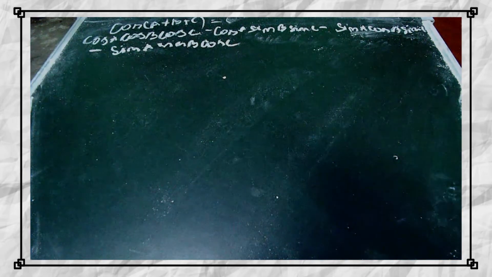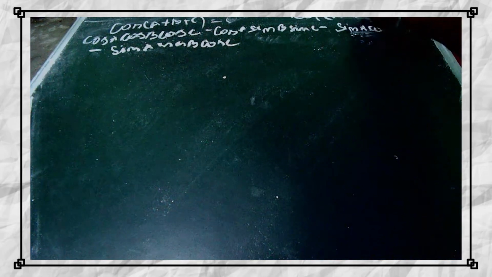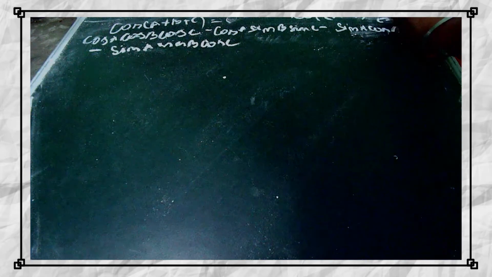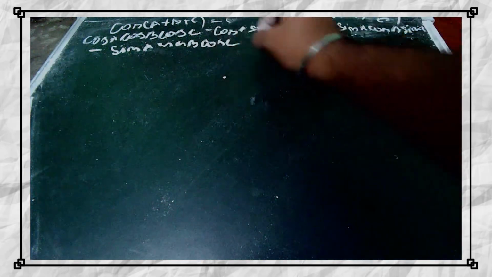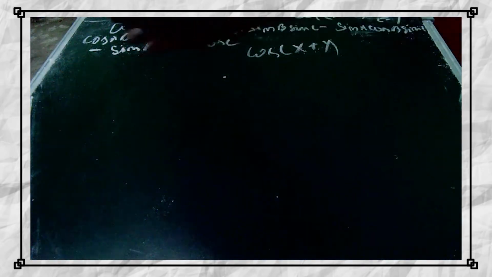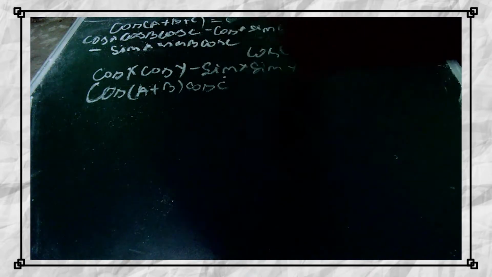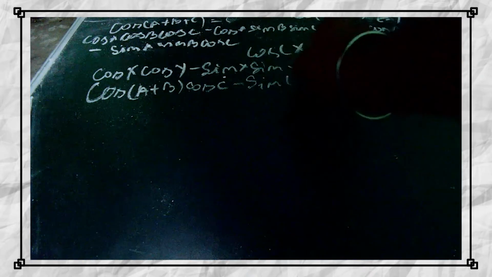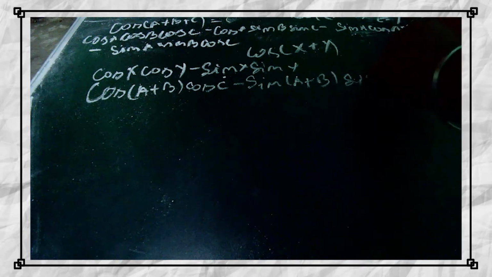For this we'll simply assume A plus B equals X and C equals Y. So what we have got here is cos of X plus Y. So we'll simply use the formula of cos of A plus B. So cos of X plus Y is equal to cos of X into cos of Y minus sine of X into sine of Y. Now let's put the formula for cos of X and Y. So the value of cos of X was cos of A plus B and cos of Y was cos of C, and sine of X was sine of A plus B and sine of Y was sine of C.